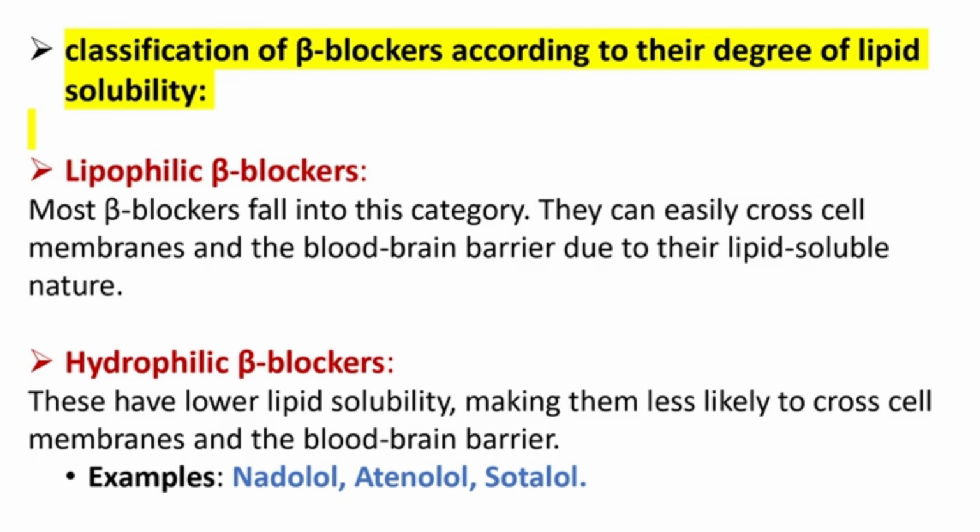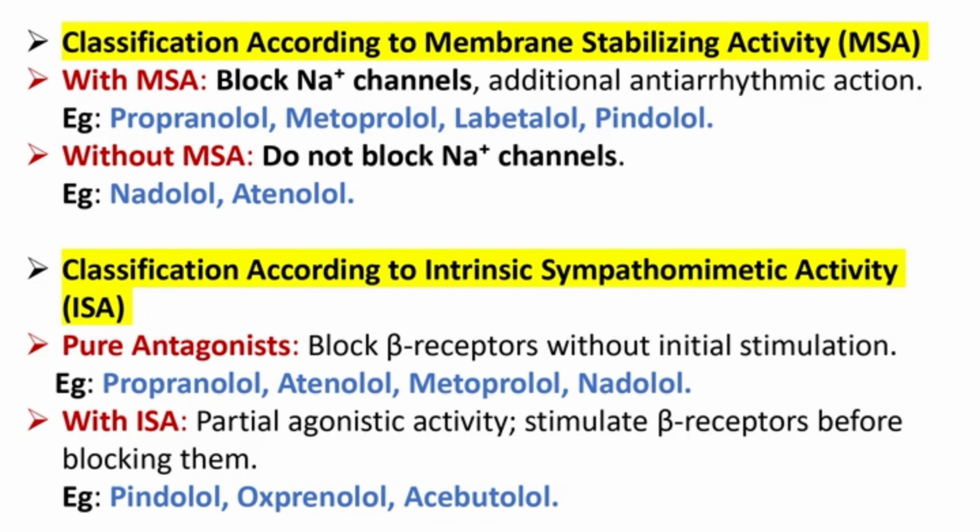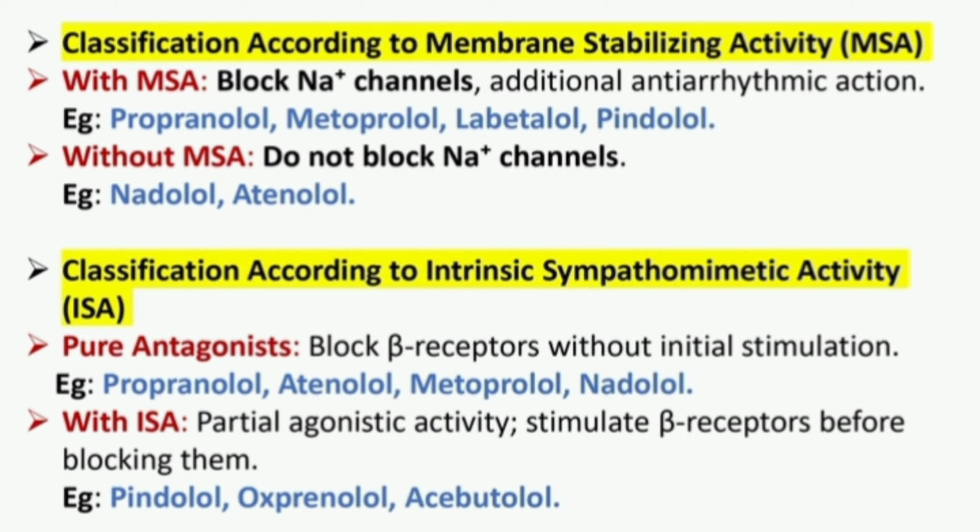Okay. The next classification is according to membrane stabilizing activity. The first one is with membrane stabilizing activity, so it blocks the sodium channels, producing additional anti-arrhythmic action. Examples are propranolol, metoprolol, labetalol, pindolol. Okay. The next one is without membrane stabilizing activity. That means it does not block the sodium channels. Examples are nadolol and atenolol.